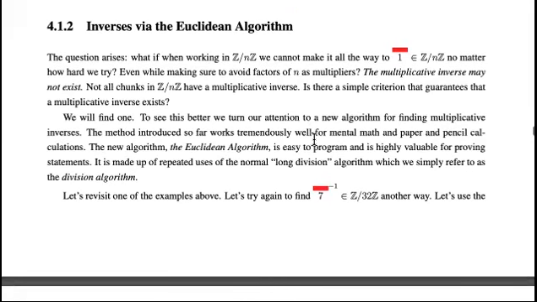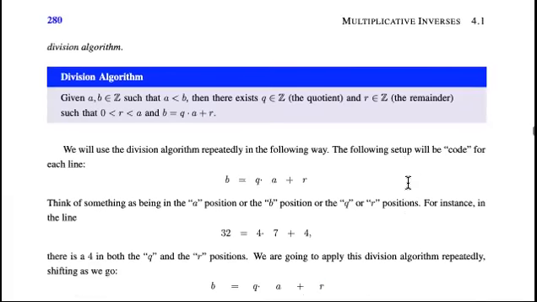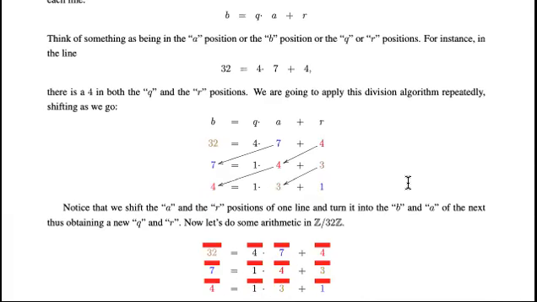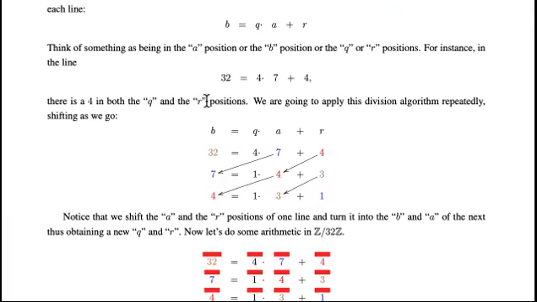Let's take a look at the Euclidean algorithm. This is a very common way of finding inverses, and it's nice for programming and writing algorithms. Let's look at an example here. Suppose we want to find the inverse of 7 mod 32. Okay, so find the inverse of 7 mod 32.